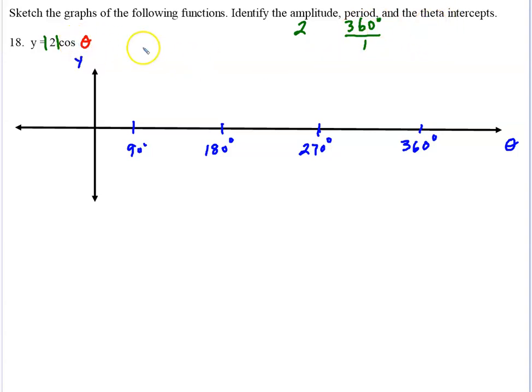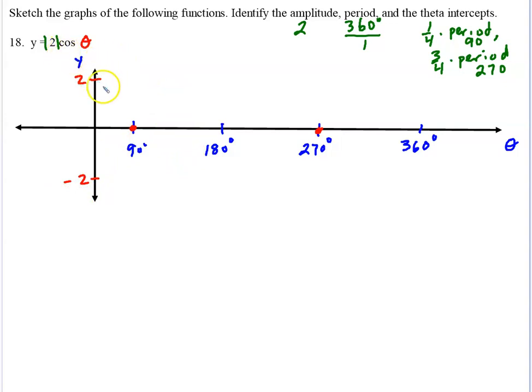And the theta intercepts for cosine, that's 1/4 times the period, and 3/4 times the period. Okay, so 1/4 of 360 is 90, and 3/4 times 360 is 270. So we can go ahead and plot those. We know we're going to be crossing 90, 270, so it looks like we're going to be crossing every other tick mark. I'll go ahead and put in my amplitude of 2, positive 2, negative 2, and we're ready to sketch.